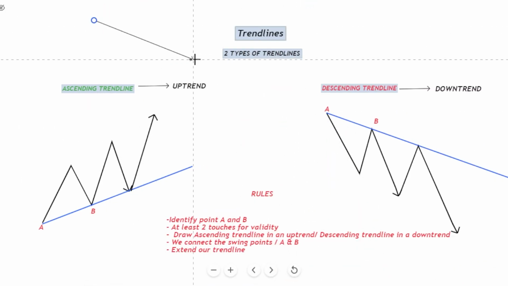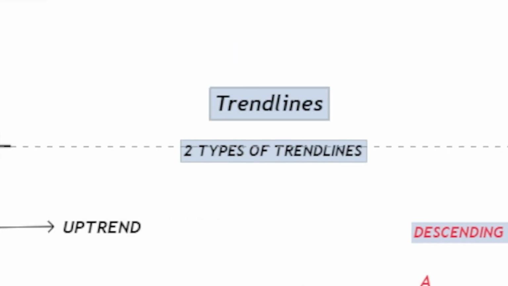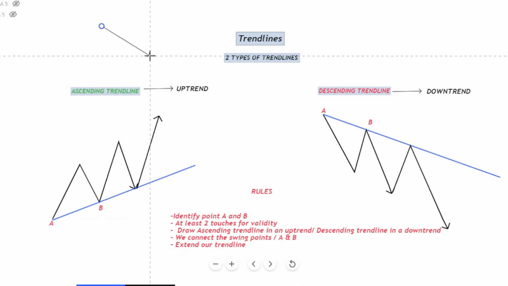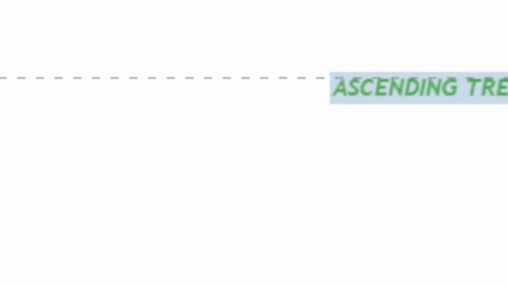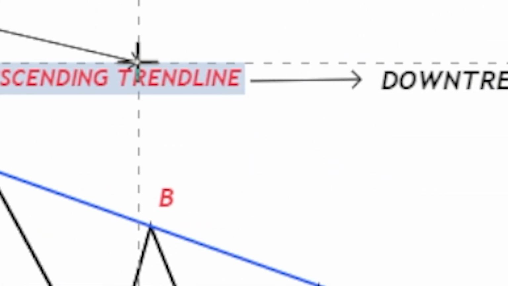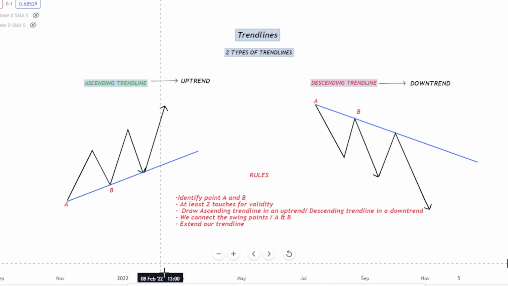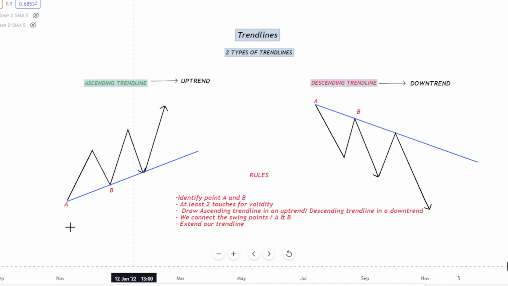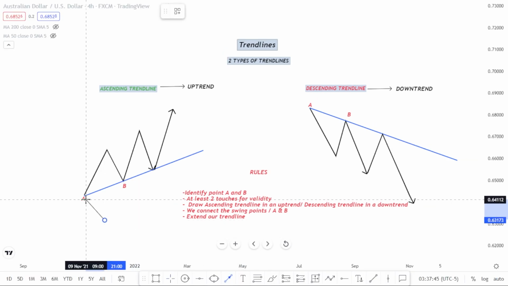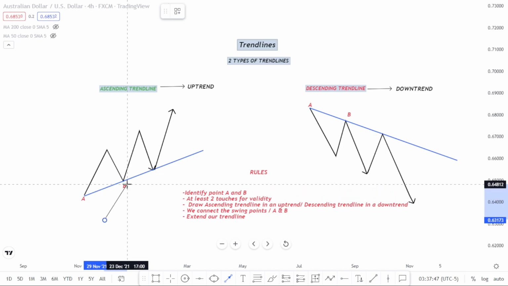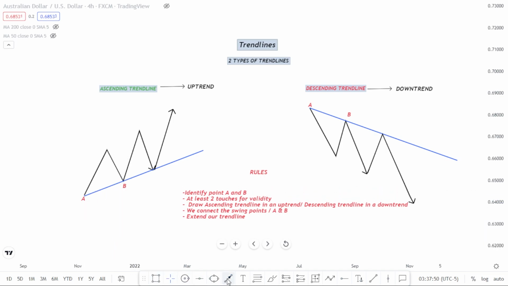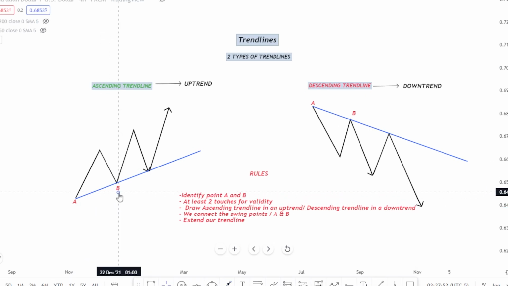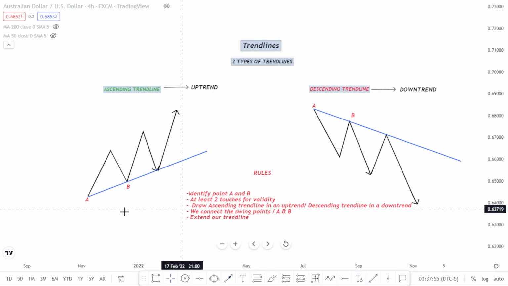We have said that we have two types of trend line, and you always want to remember this. In an uptrend, we use the ascending trend line. In a downtrend, we use the descending trend line. We identify our point A and point B, and we say that the point A and point B is the swing lows, or we call them the higher lows, right, in an uptrend. So once we have identified our higher low, first higher low here and our second higher low there, we label them point A and point B, and we have at least two touches.